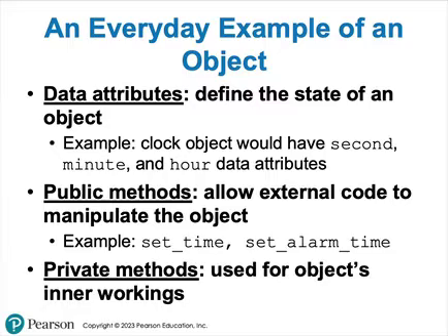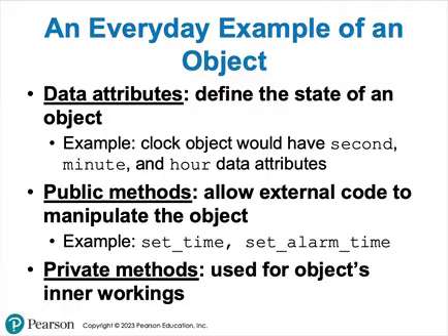If you have a clock, three of the data attributes might be what hour is it, what minute is it, what second is it. So those are going to be attributes or data attributes, they call them. Then you're going to have some public methods like set the time, set an alarm time. This is setting things in the object. You also have get methods that would be like get the current time, get how many alarms I have set, get the times on alarm 1, that type of thing.